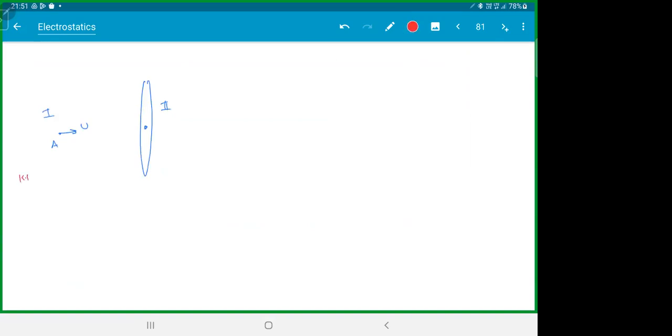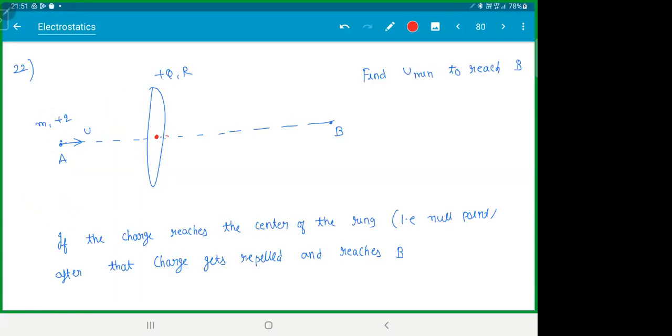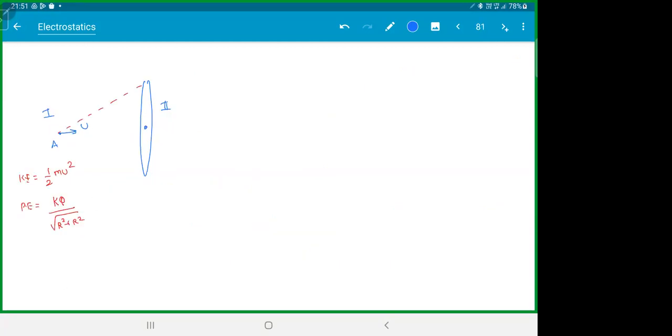So what is the kinetic energy? Half mu square. What is the potential energy? The potential is kq by this distance, root over r square plus r square. Did I give the distance? I didn't give the distance. How did you guys do this? I need to give the distance.